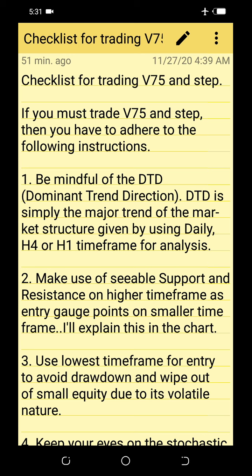But I want to let you know that V75 is tradable. This can be overcome. You can make profit from it, and of course, Crash and Boom. My specialty is Crash and Boom, not because Crash and Boom is easy. It's also difficult, but if you learn it and follow due process, you can make progress with it.